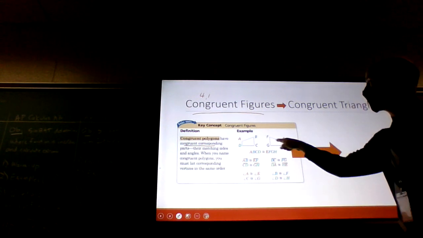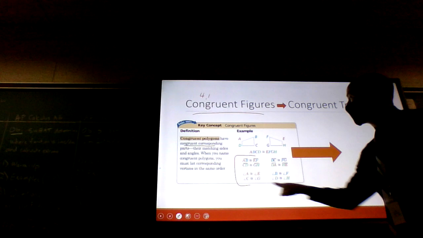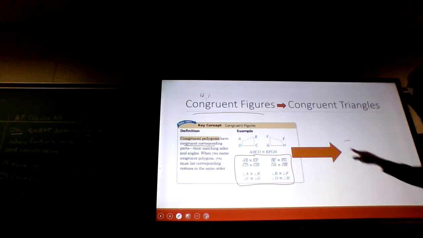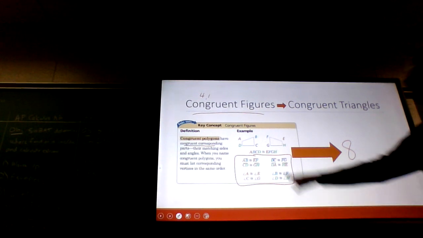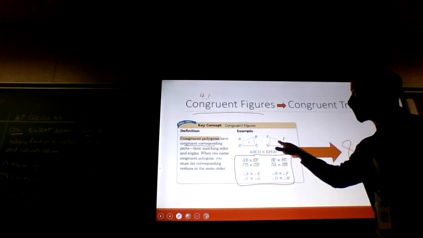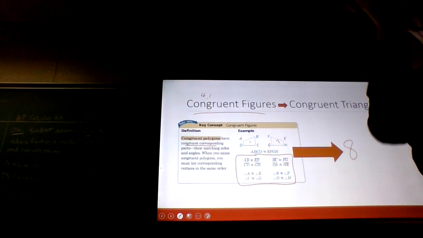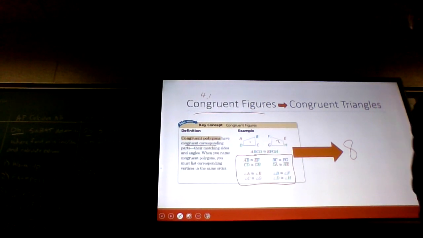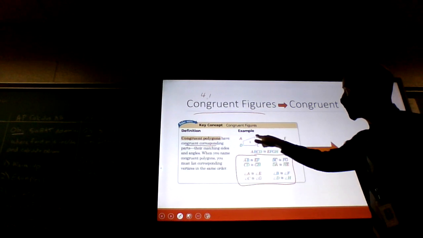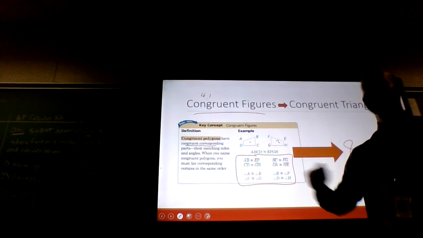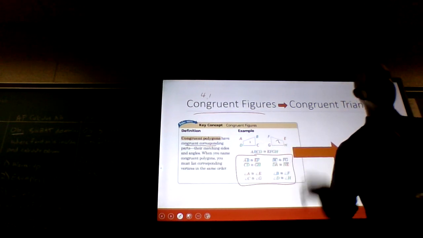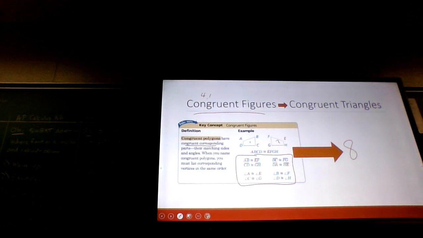So if you have two quadrilaterals here, how many total corresponding pairs do they have? They have 8 different things. In other words, if you wanted to show that quadrilateral 1 and quadrilateral 2 are congruent, you'd have to show 8 things. You'd have to show that all 4 angles are congruent, and then that all 4 sides are congruent. That's a lot of stuff to do in a proof, right?